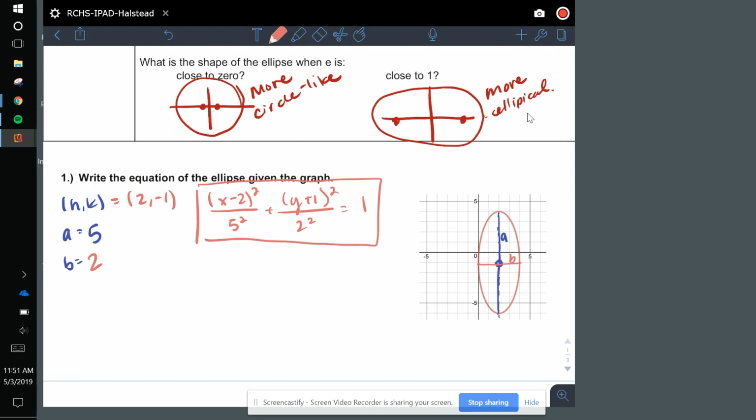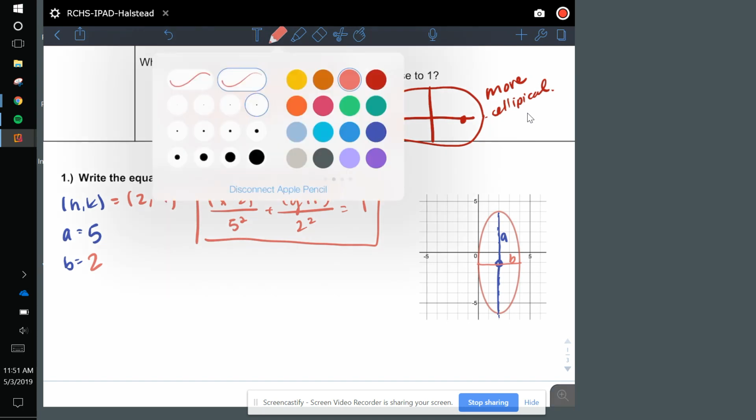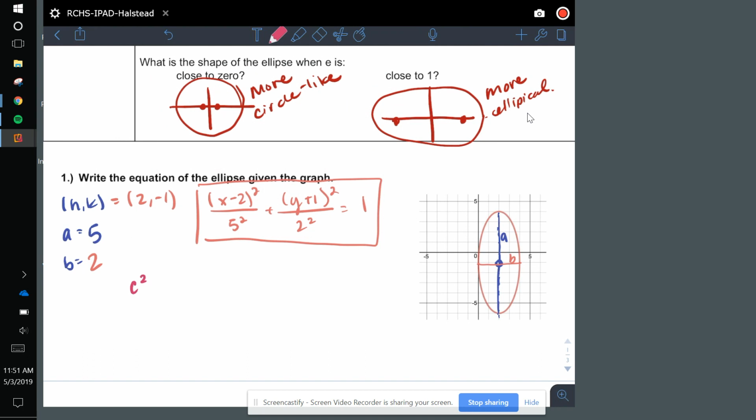Okay, that's the equation of my ellipse. Just for funsies, if I were to find the distance of my focus point, I would do c squared is equal to a squared minus b squared. This is for the foci distance.